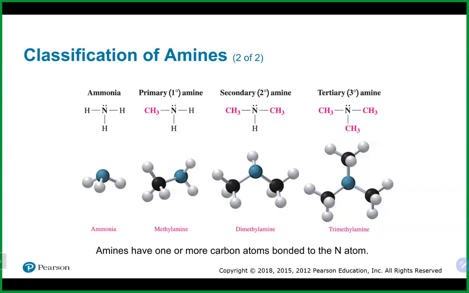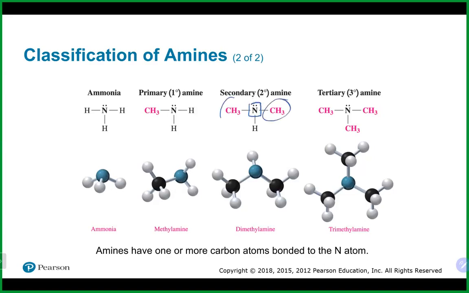So here's a primary amine, which is methylamine. This is dimethylamine, which is a secondary, and this is trimethylamine. These are the common names of naming amines where you basically do like what we do with ethers.